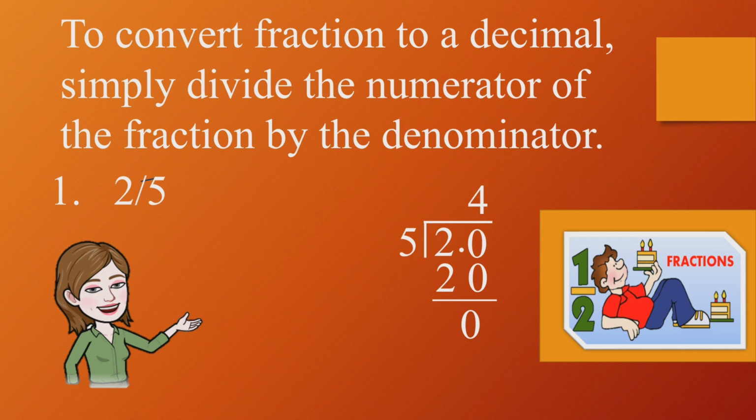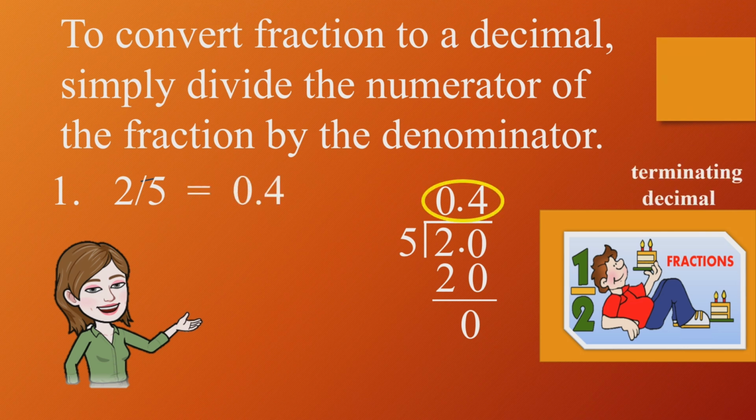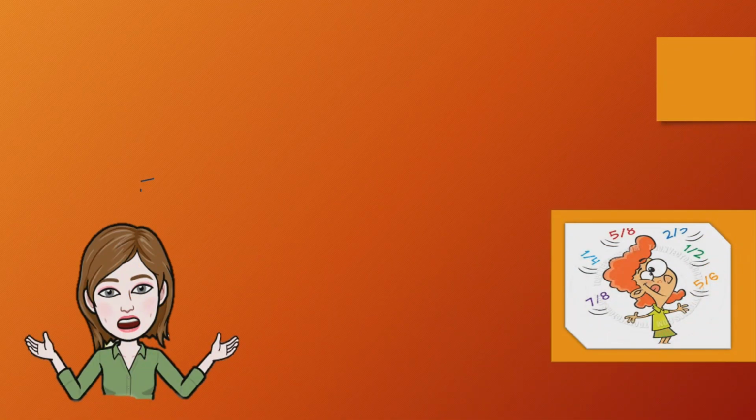So we have to put the decimal point before 4 and of course 0 before the decimal point. That is the proper way of writing that. Therefore, the answer is 0.4 and that is a terminating decimal. Let's have example number 2. The given is 3 over 8.